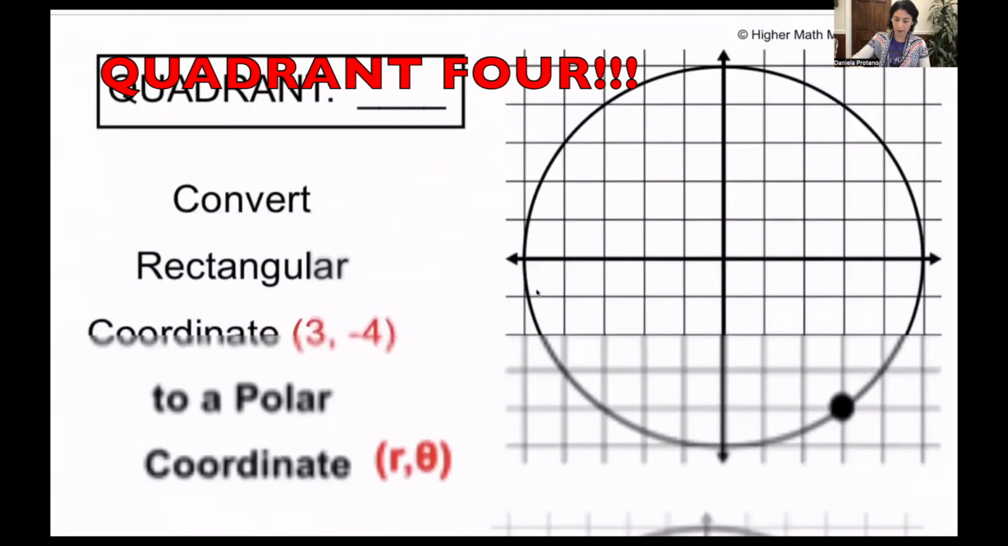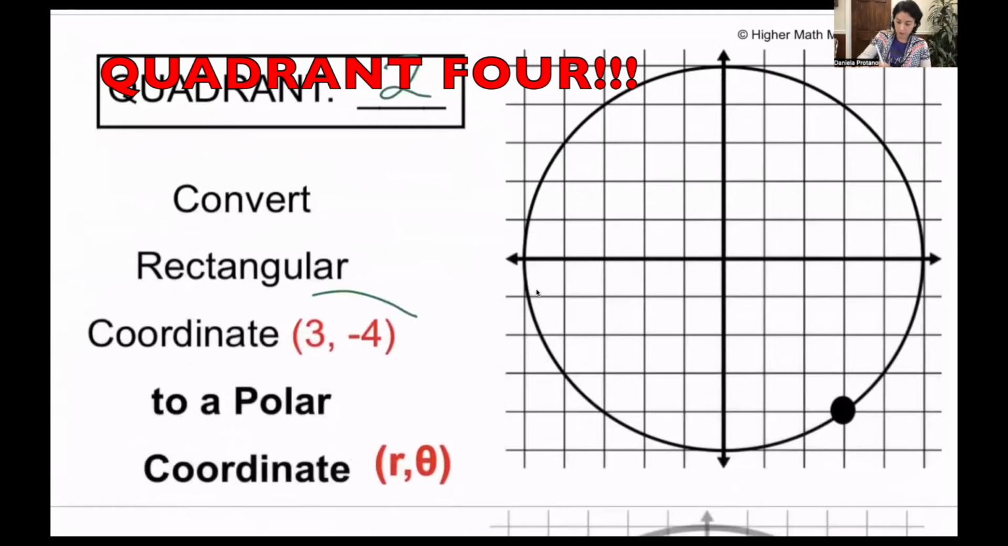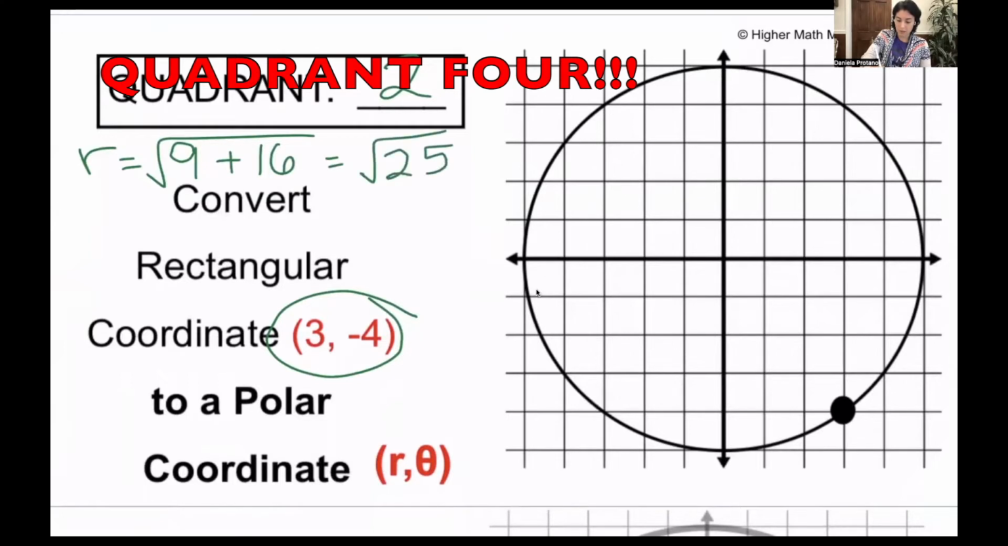Okay, so let's take a look at a quadrant 2 angle. Here is (3, -4). Again, R is the easiest one. That would be the square root of 3 squared, which is 9, plus -4 squared. -4 times -4 is positive 16. 9 plus 16 is 25. And so the square root of 25 would be 5. So the radius is 5. So again, over here on the unit circle.